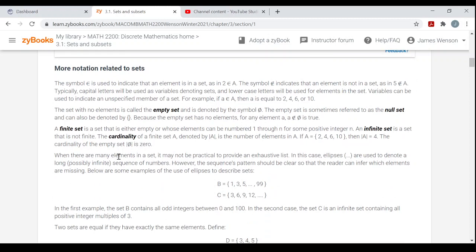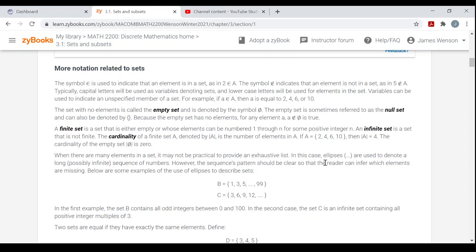When there are many elements in a set, it may not be practical to provide an exhaustive list. It would take up too much writing or too much time to write the whole list. So in this case, ellipses, which are the ..., are used to denote a long, possibly infinite sequence of numbers. And you've seen me use the ellipses when I've written out the integers before.